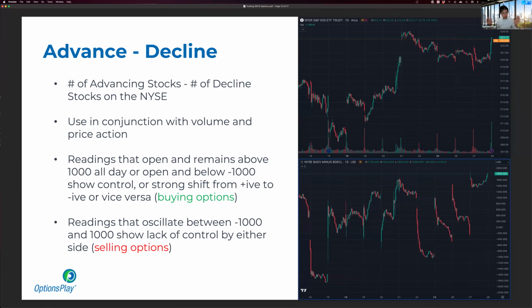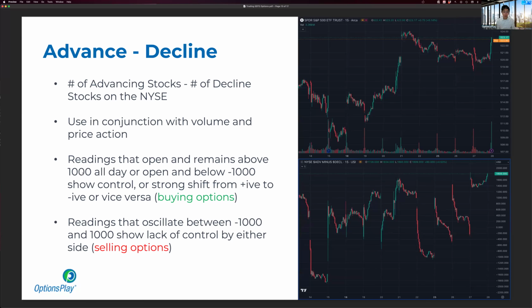Readings that oscillate between negative 1,000 and positive 1,000 show a lack of control by either side, and those are your days that you might want to be selling options. So the advanced decline ticker symbol for that is ADD, typically $ADD, advanced decline. Something, again, also published by the New York Stock Exchange. So most brokers' platforms have this indicator as an intraday value. It should be reset every single day.